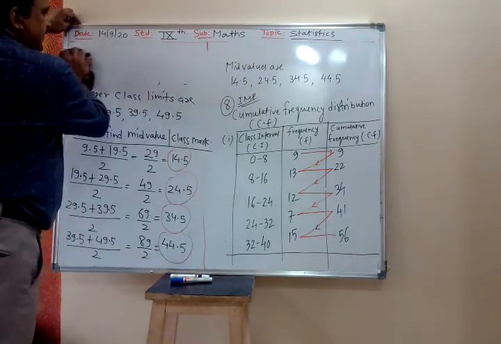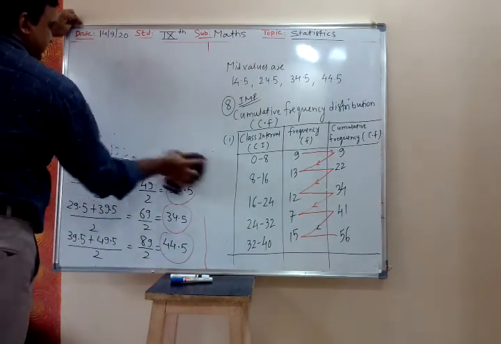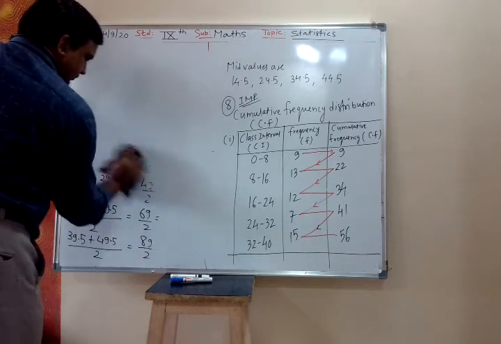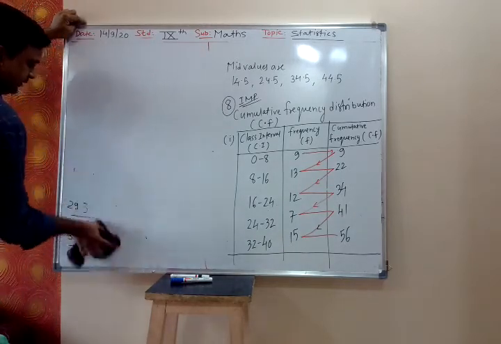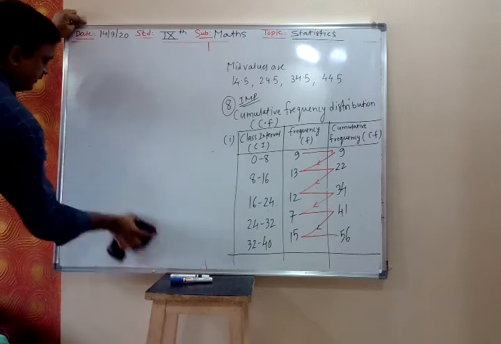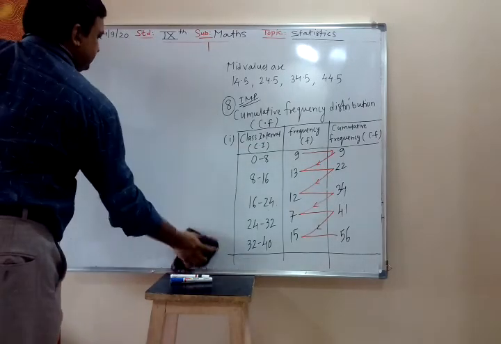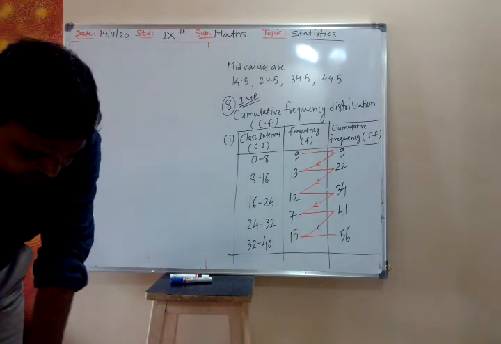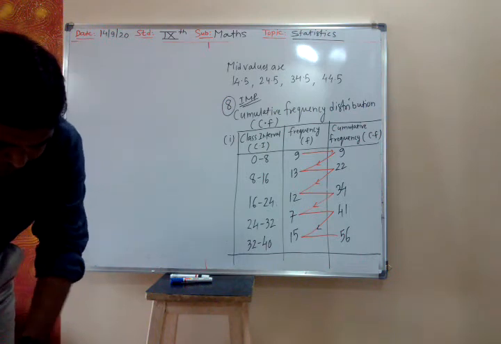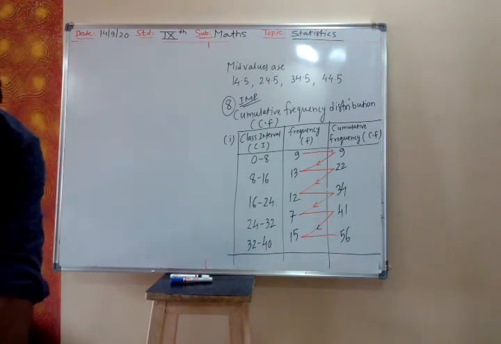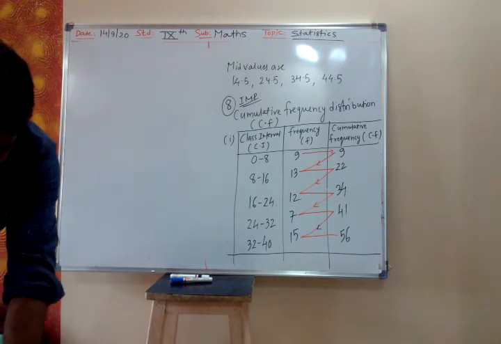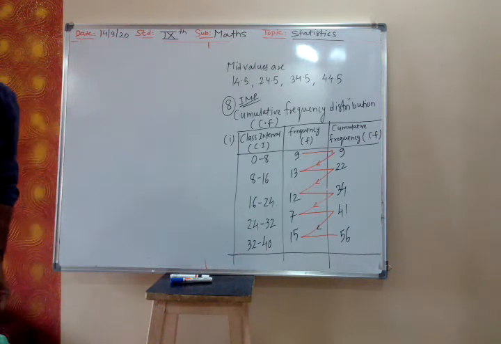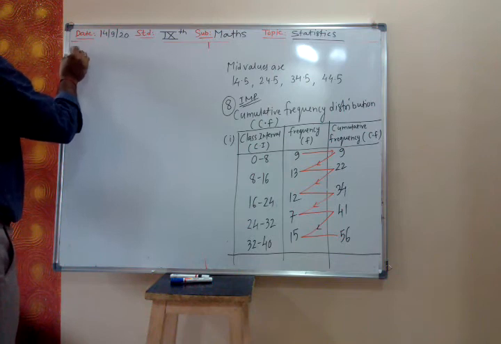Let me do the ninth one. Construct a frequency distribution table for the following. Here you are given the cumulative frequency, and you have to find the frequency. Are you getting? You are given CF.